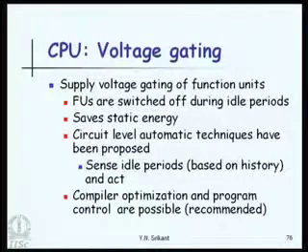So, function units are switched off during idle periods. This implies even the static energy is going to be saved, and circuit level automatic techniques have been proposed for this purpose. So, they have a mechanism to sense idle periods. They see how many cycles the function unit has been idle, and based on that the algorithm switches off the supply voltage to the function unit.